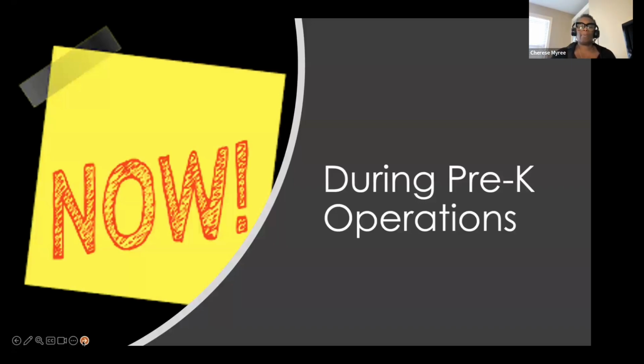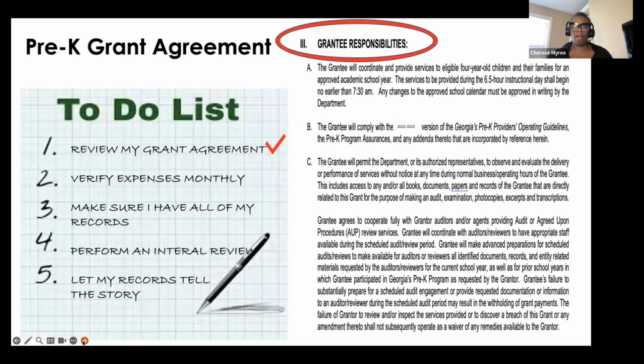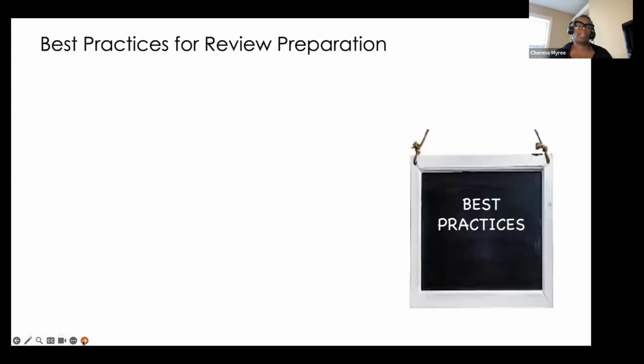So during pre-K operations, your grant agreement, right? It's going to tell you all the things that you are required to do. It tells you about the AUP. It tells you the documents that you have to provide, right? So take a look at it.